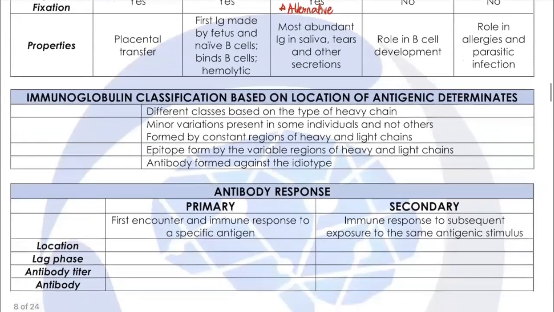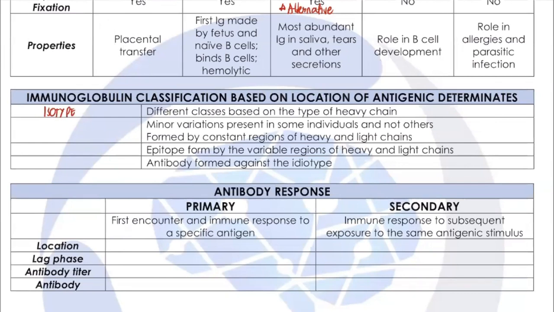Now, an immunoglobulin, yung isang antibody, pwede din siyang maging antigen. Okay? So we have an immunoglobulin classification based on the location of antigenic determinants of our antibody. Again, this is the classification of antibodies if we are to consider them as antigens. So first, different classes based on the type of heavy chain, that is the isotype. Okay? The isotype of our immunoglobulin. So basically the class of immunoglobulin, that is the isotype, IgG, IgM, and so on.